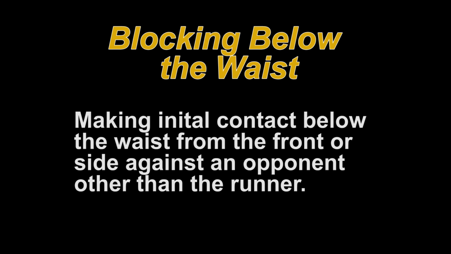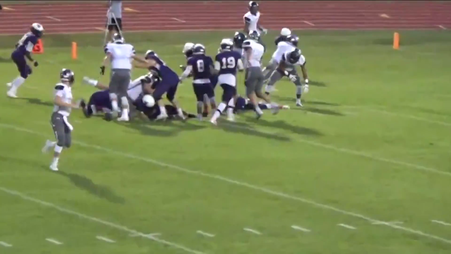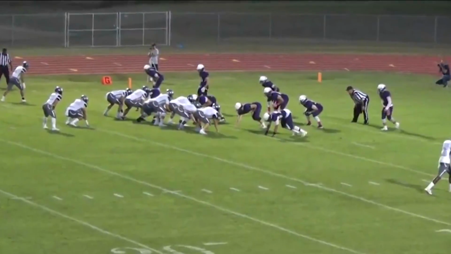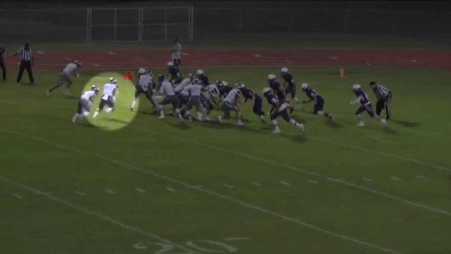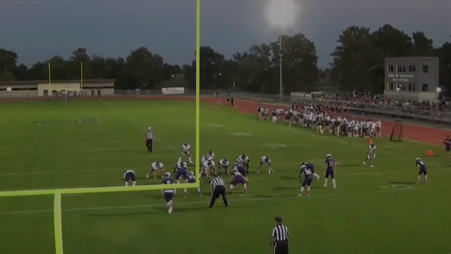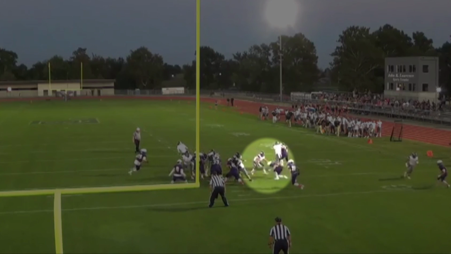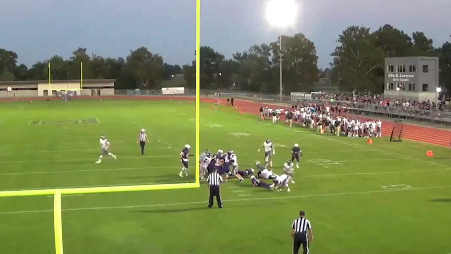Blocking below the waist is making initial contact below the waist from the front or the side against an opponent other than the runner. Defensive players can be just as guilty of this act as an offensive player. As you can see on this play, the blocking fullback is hit below the waist by B15. The end zone view will give an even better shot of this play. These rules are put in place for the safety of the players. This is a dangerous play and the penalties must be enforced.